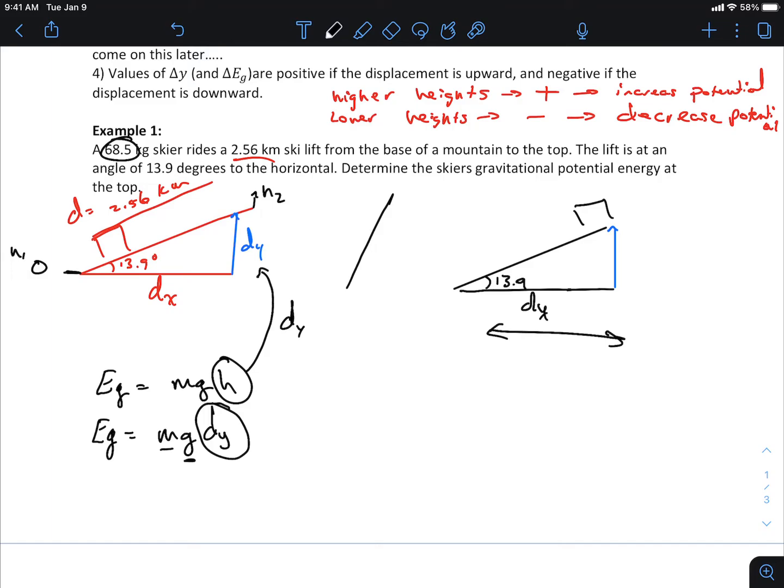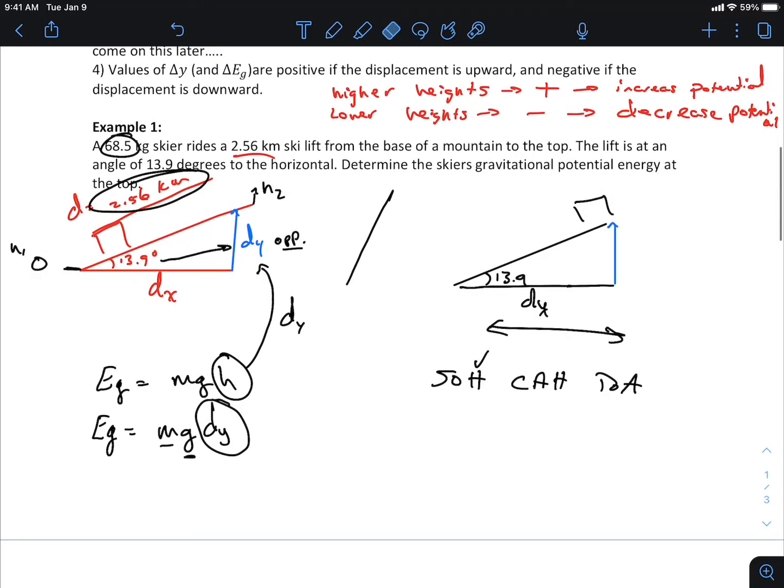Well, same way you did all your component work, right? You know that the dy value is opposite, right? So what's the deal? Okay, well, we know we're going to use sine, because according to SOHCAHTOA, sine goes with the opposite, and we know the hypotenuse.